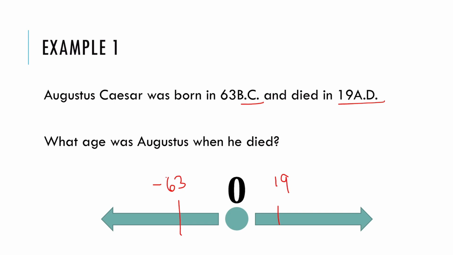What age was Augustus when he died? So let's think about how many years Augustus lived up until the year 0. So if he was born in -63, he must have lived 63 years up until the year 0. Then from the year 0 to the year 19, he must have lived another 19 years, which tells me that he was 82 years old when he died.